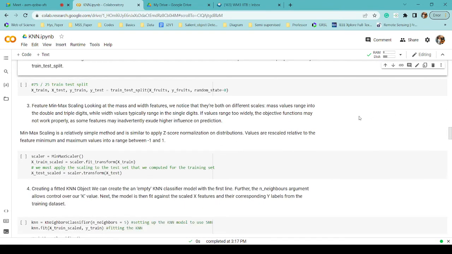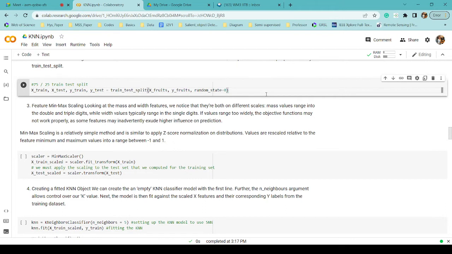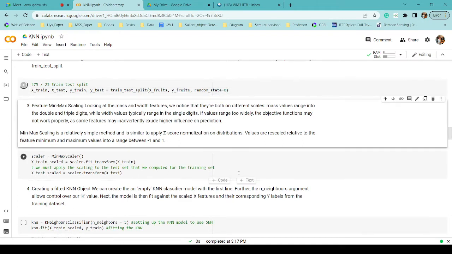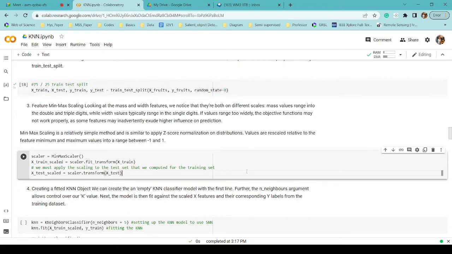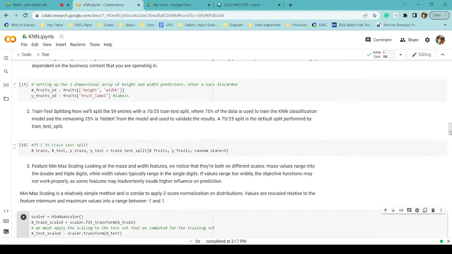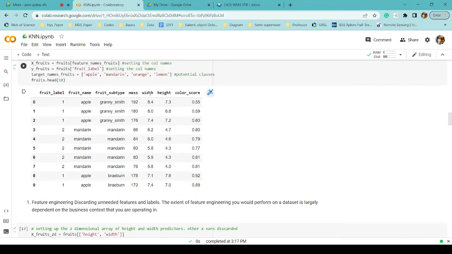Now I need to split my data into 70/30, or 75/25, whatever ratio you want. So I'm again splitting my data into train and test, right? Doing that.